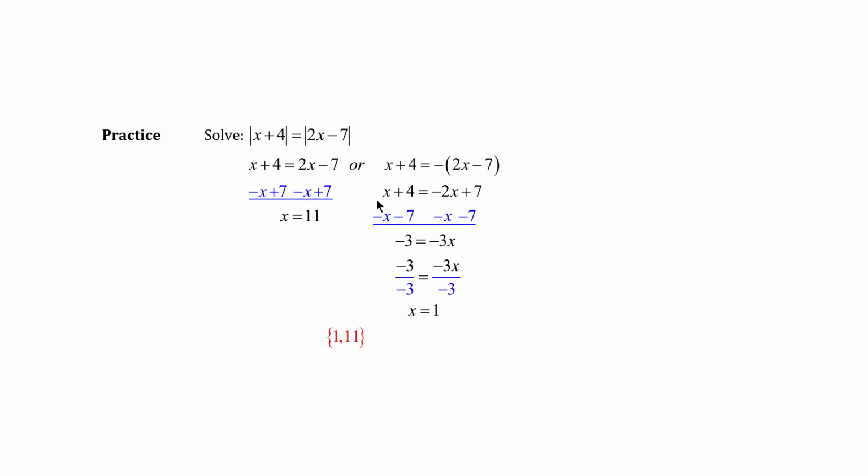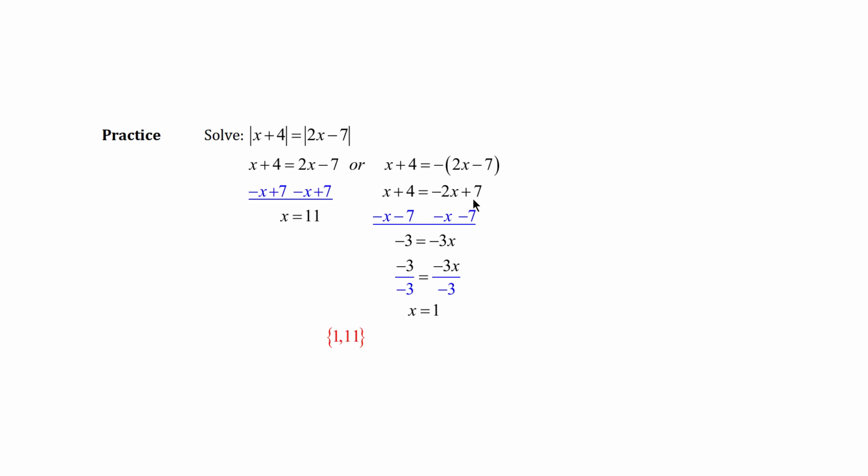Moving on to the second equation, first step is distributing the negative inside the parentheses to the 2x and the minus 7. We get negative 2x plus 7. On the right-hand side, we bring down the x plus 4. So we get x plus 4 equals negative 2x plus 7.